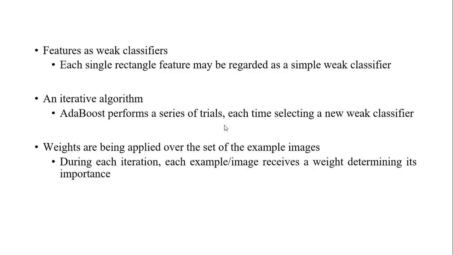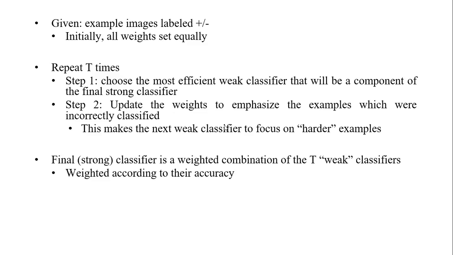The weights are then applied over the set of example images. So during an iteration, each example or image receives a weight that determines its importance. Determining its importance is a phrase that is used to refer to being error free, having a very small rate of error. Now, we are given input images that are labeled as either positive or negative. A positive image is the one that contains a face, whereas a negative image does not. So initially all weights are set equally. They are at status quo.